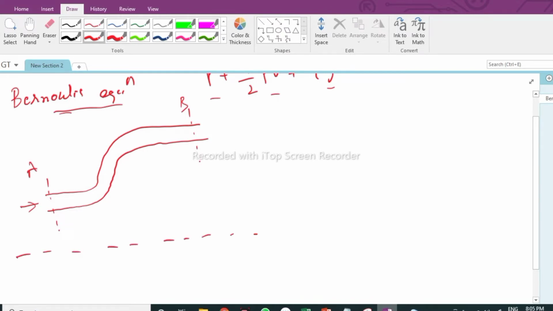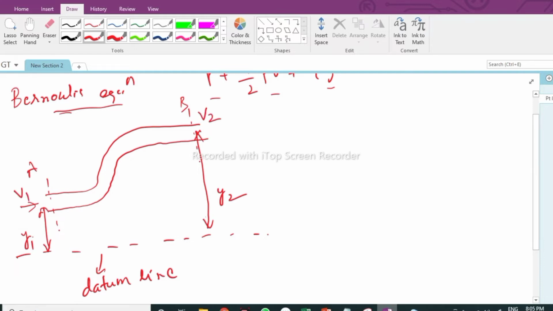In order to prove it, we have to take a datum line. This is called a datum line. A datum line has to be taken always for the calculation of the potential energy. Let us say this is situated at a height of y1, and this is at a height of y2. Here the velocity of the flow is v1, and here the velocity of the flow is v2. Here the pressure is p1, and here the pressure is p2.